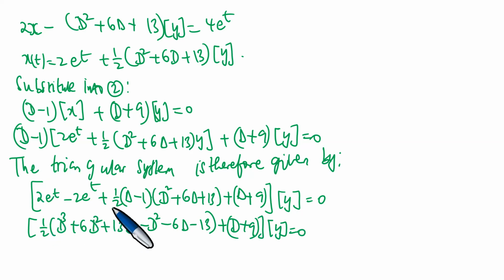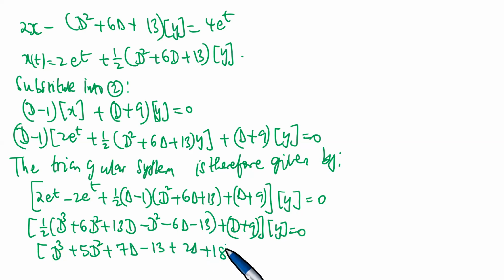To make things easy, because there's this half, that's like a disturbance, you can multiply everything by 2 here. If you do that, that's going to be a d cubed. You can even add the squares here. 6d squared minus d squared is going to be a 5d squared. Then the 13 minus that is going to be a 7d. And then minus 13. And then now you multiply by 2, like so. Okay, and then we continue.